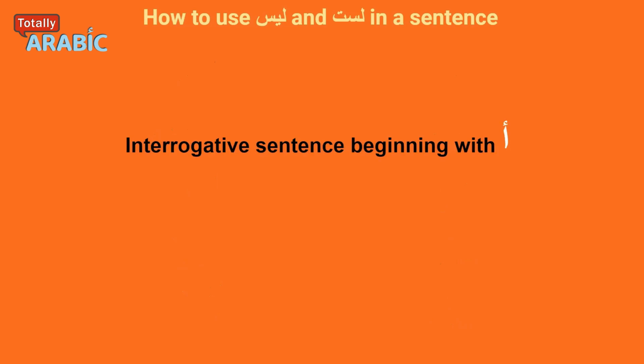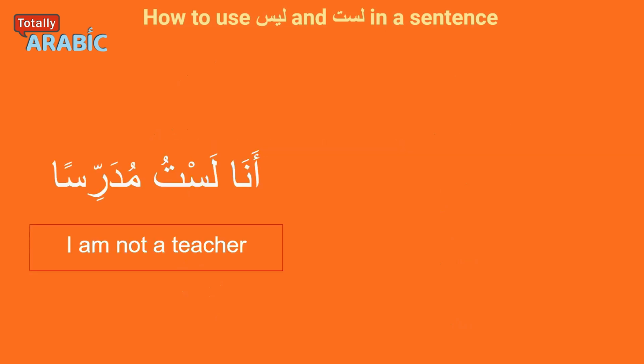Now let's have a look at how to form the interrogative sentence beginning with the hamza on top of an alif. So this is one of the examples that we have seen before. أنا لست مدرسا, which means I am not a teacher. So now we understand that whenever there is لست there, that means a negative sentence.